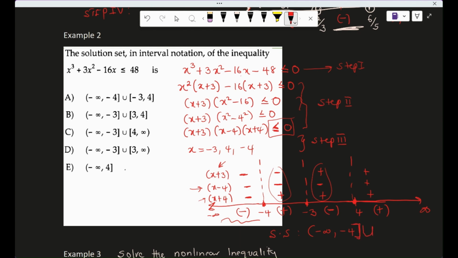Then union, since we have two intervals, we have to use union. Then now we go from minus 3 and we stop at 4, also closed. So these are the two intervals. And any number you take from either of these intervals will satisfy this inequality. So, right, let's move to the next question.